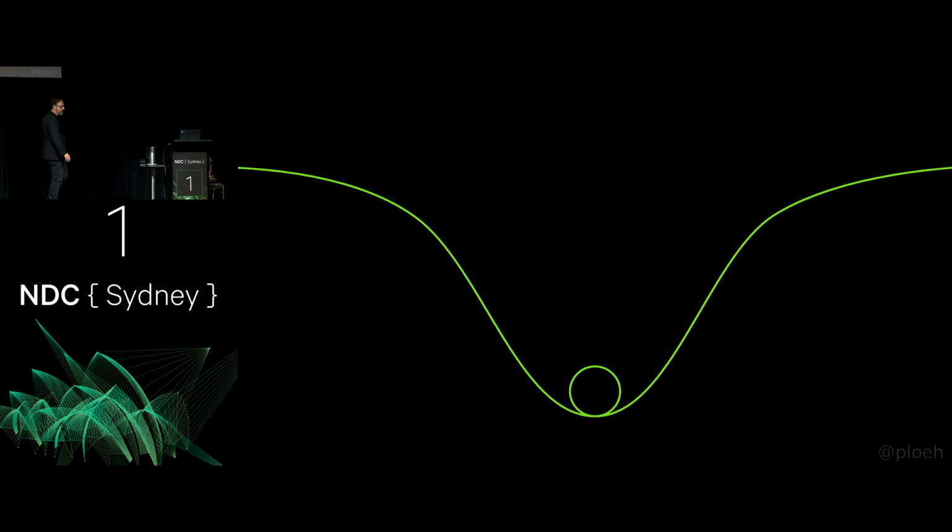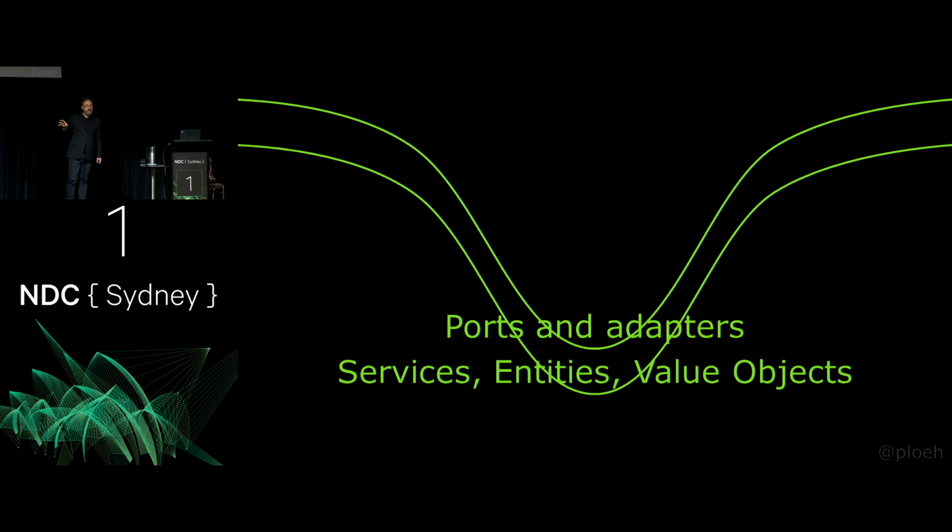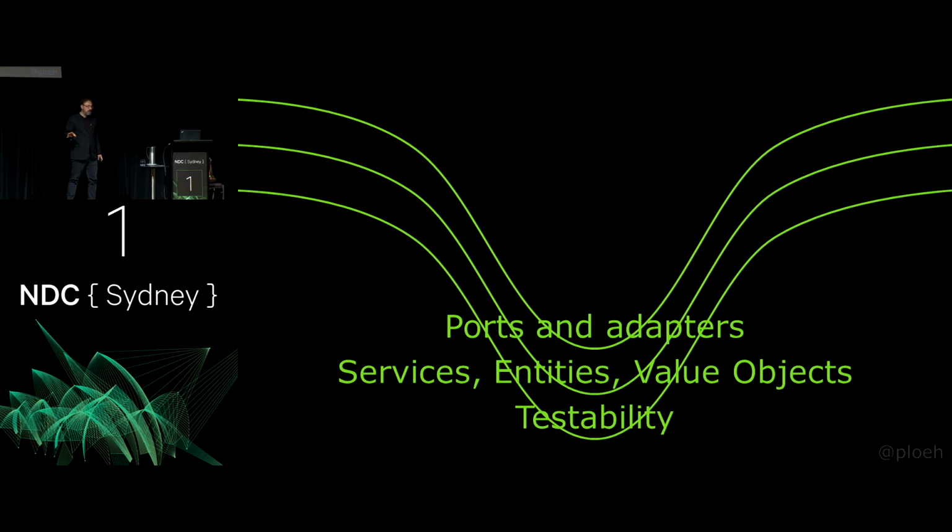It just automatically happens. So we looked at 3 things. We looked at ports and adapters. We looked at services, entities, and value objects. We looked at testability. All of these things turn out to work very well. It's not the only 3. I know of others, but I didn't have time to describe any more.